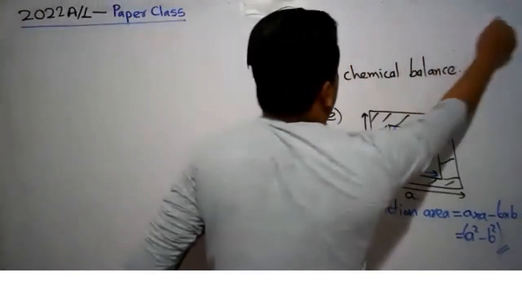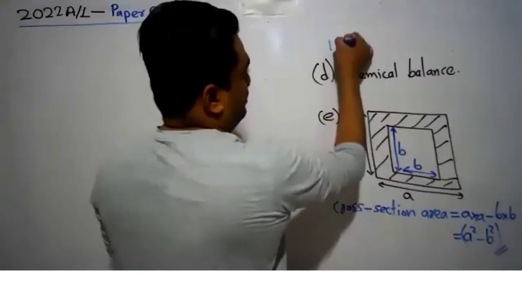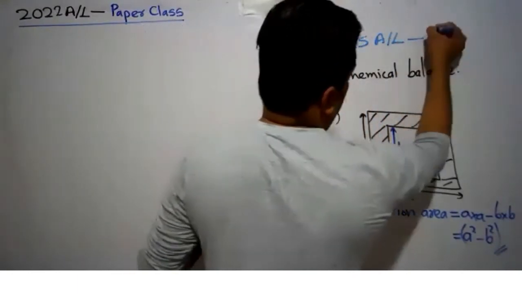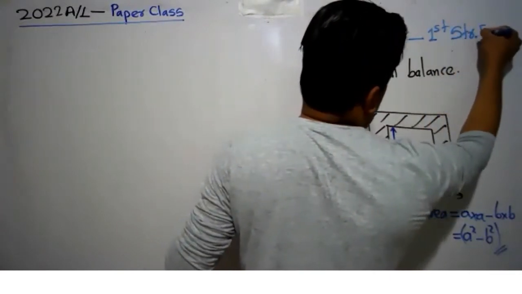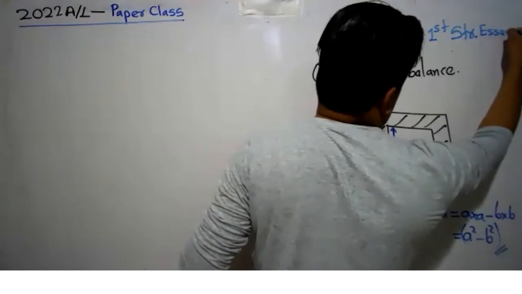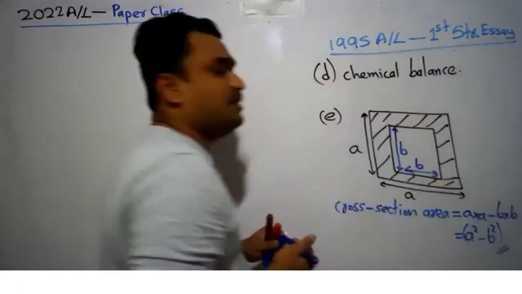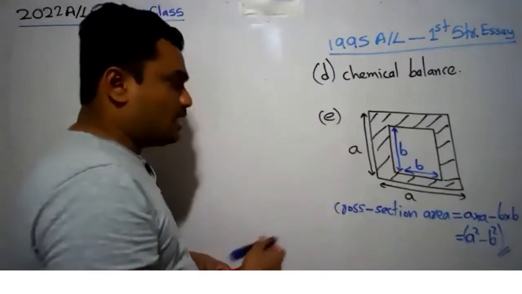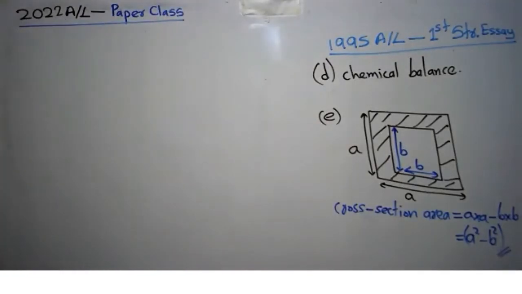Today we are discussing the 1995 AL first structured essay question, which is a combination of measuring instruments and mechanics. Right. So what is the volume of the metal section?